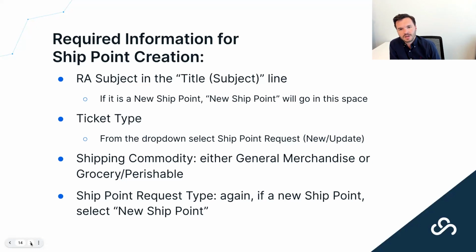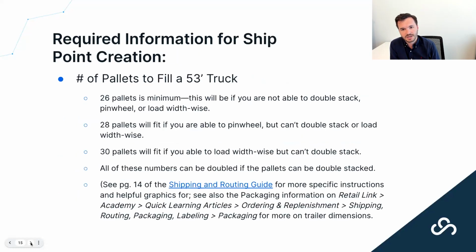And then from the drop down, you can select ship point request new/update. So the key difference between editing or updating one and creating a new one entirely is in that title and subject line, the RA subject. But the ticket type will be the same for either one. And then shipping commodity, again, this is where you're differentiating between GM or grocery. And then the ship point request type is another place where you will clarify that this is a new ship point, if that's what you're doing.